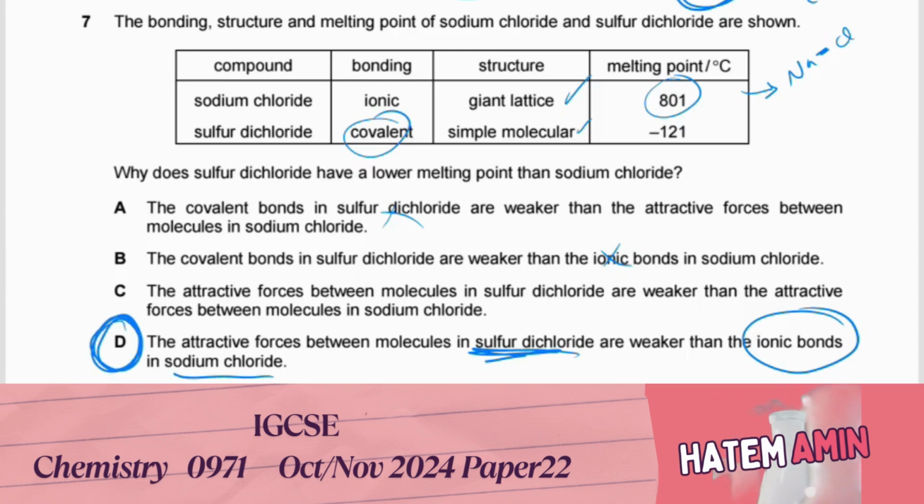So here it mentions the kind of bonds, which is the ionic bond in sodium chloride, a very strong bond that needs too much energy to break down, and also mentions the van der Waals forces, the weak forces between the molecules of sulfur dichloride. So the correct answer here is D.